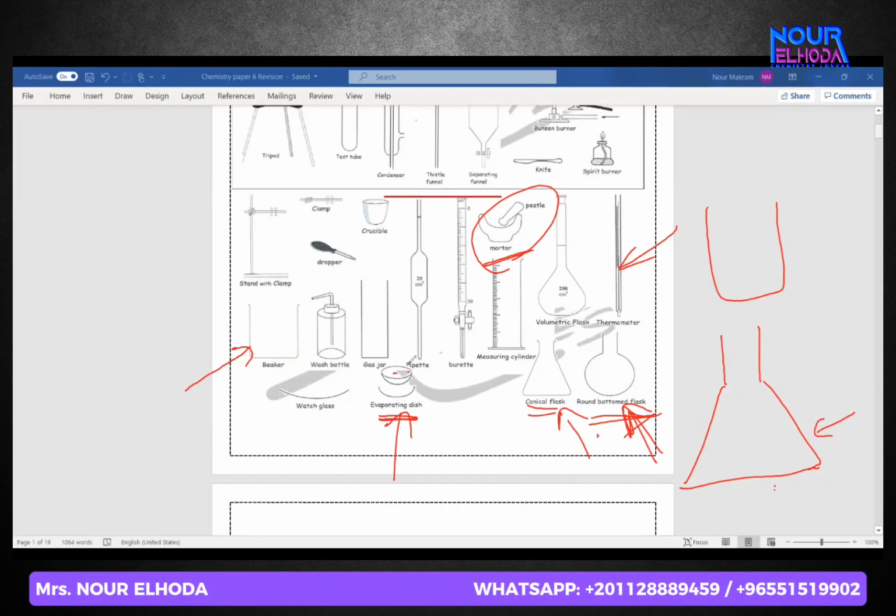Yes, yeah. An evaporating dish, you usually use it to separate. If you have water and salt and you want to evaporate the water, you usually use an evaporating dish. What about the watch glass?